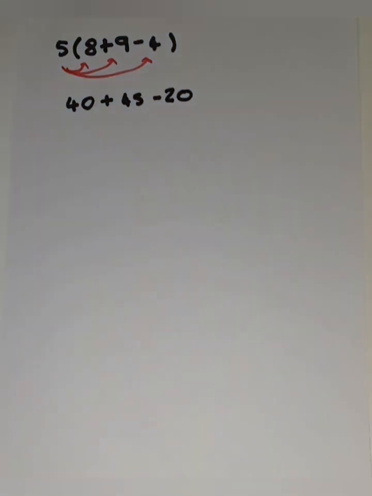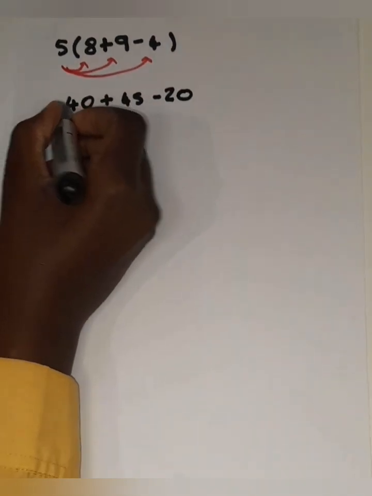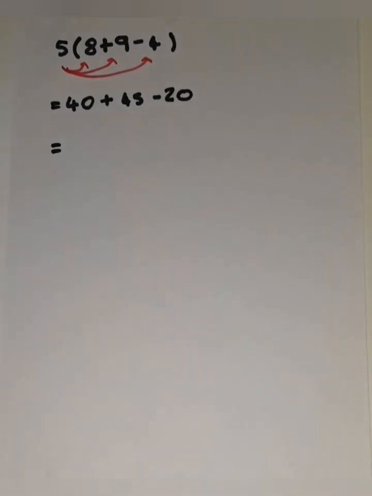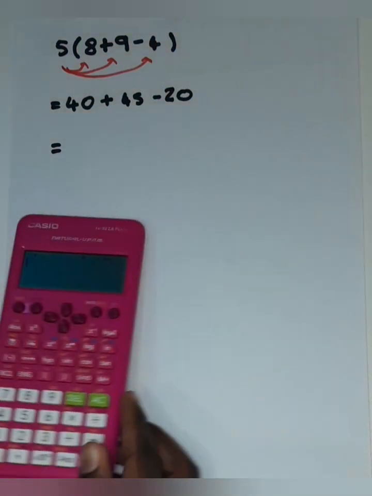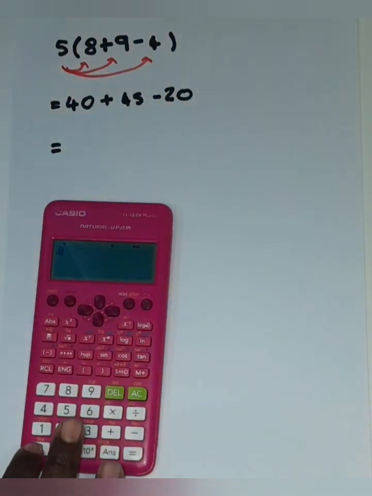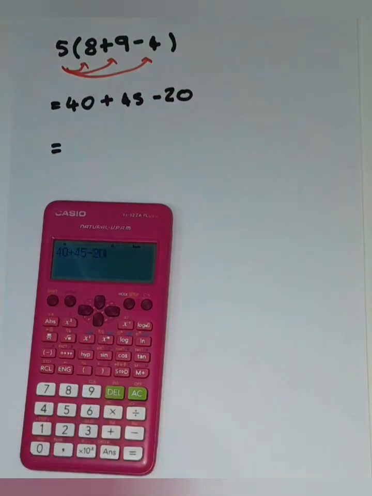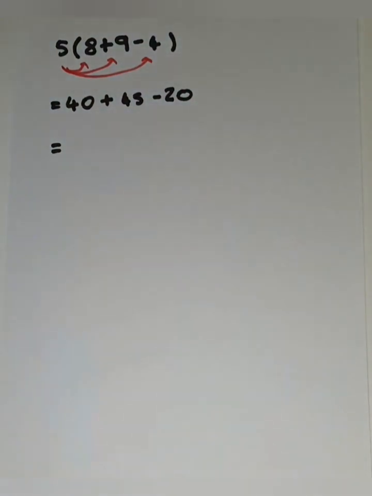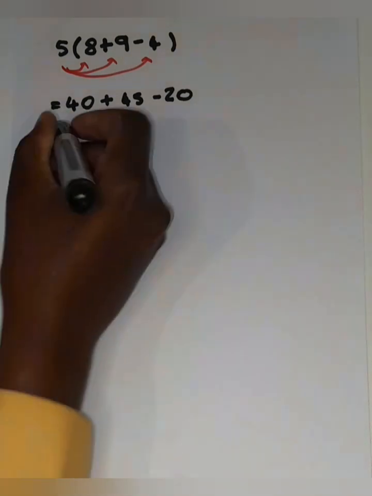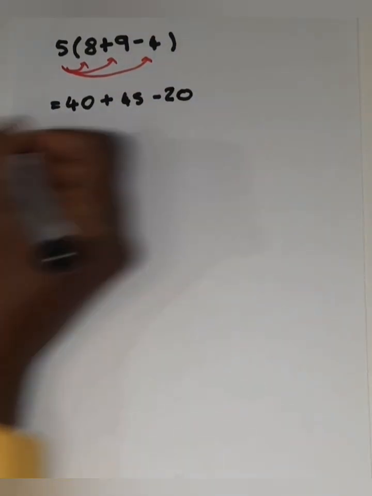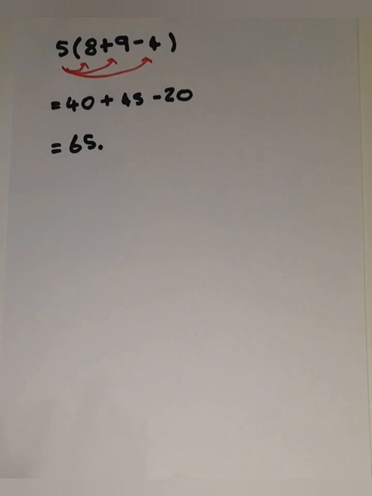Now, when you have this, you observe that these are like terms. I can add them and I can also subtract them. Punch this in your calculator. So I'll just do it: 40 plus 45 minus 20. Okay, then you see it's 65. That's it. You have your 50 marks.